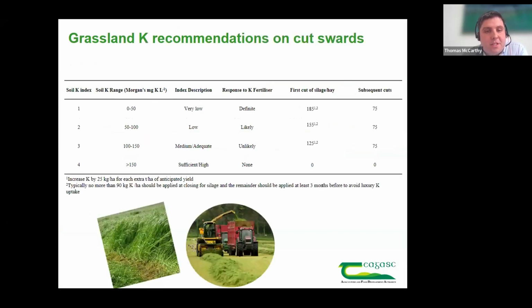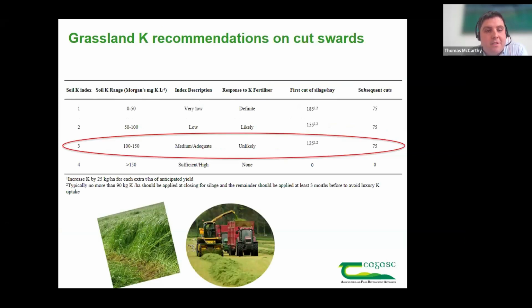Similar system on the cut swards: maintain the same index, soil K index 3. However, we can see here now that the recommendations for fertilizer input are much higher, and this tends to be because there are much higher offtakes in the removed or harvested silage from the sward. So on a typical 3 or 4 cut system for silage, on an intensive system, even at index 3, your offtakes could be in excess of 300 kilograms of K per hectare.